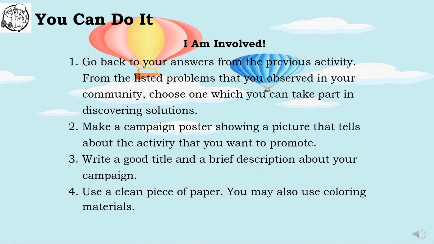For your You Can Do It activity, you are going to do the I Am Involved activity. 1. Go back to your answers from the previous activity. From the listed problems that you observed in your community, choose one which you can take part in discovering solutions. 2. Make a campaign poster showing a picture that tells about the activity that you want to promote. 3. Write a good title and a brief description about your campaign.